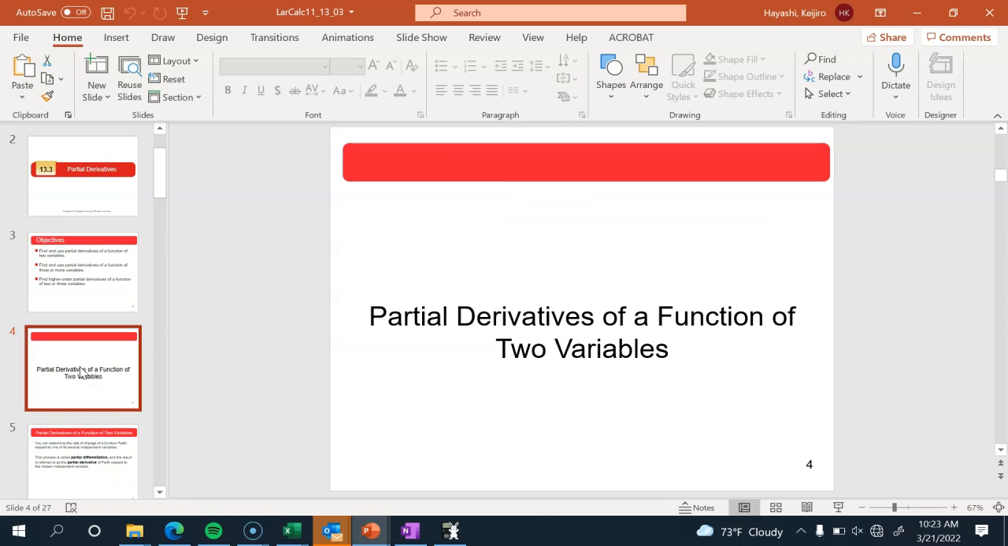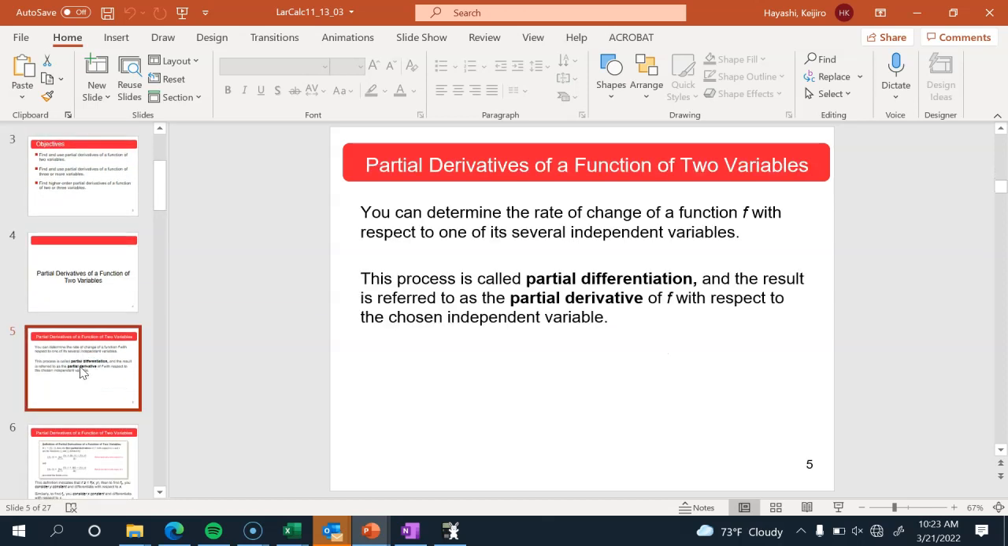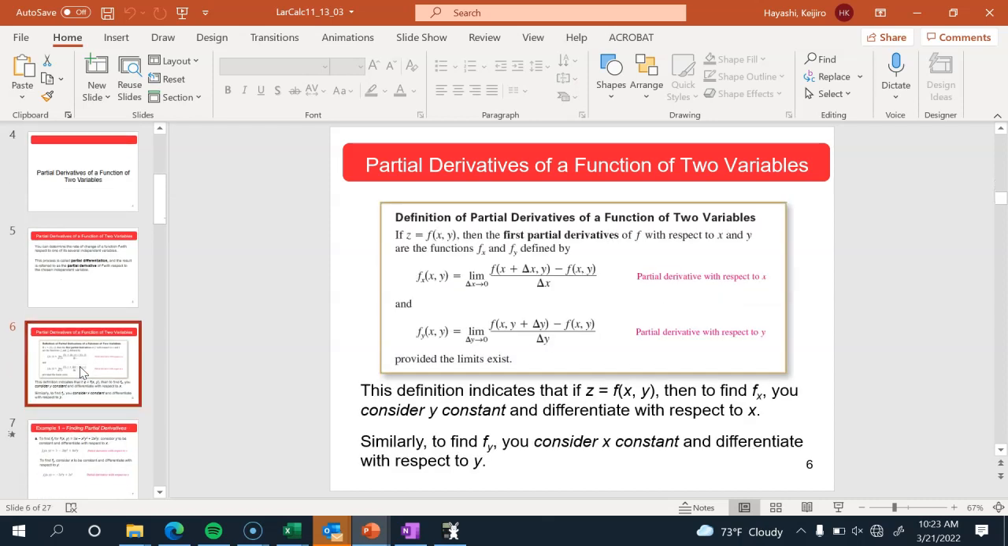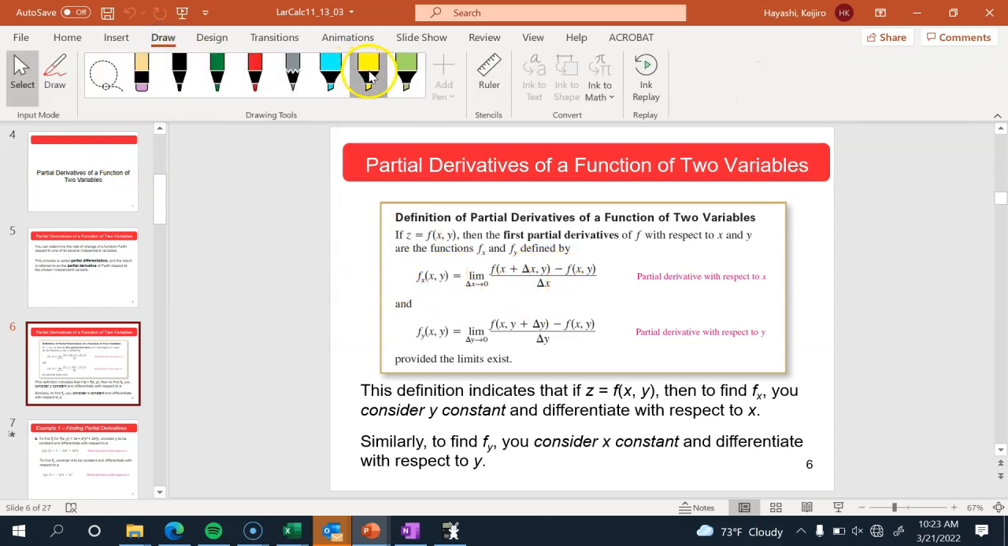Now, what's going to happen to the other variables is they're going to be thought of as constants. Okay. And this process is called partial differentiation. What you end up with is the partial derivative. And you don't have to pay attention to these formulas. Just know that. Like we're not going to use the limit definition here.